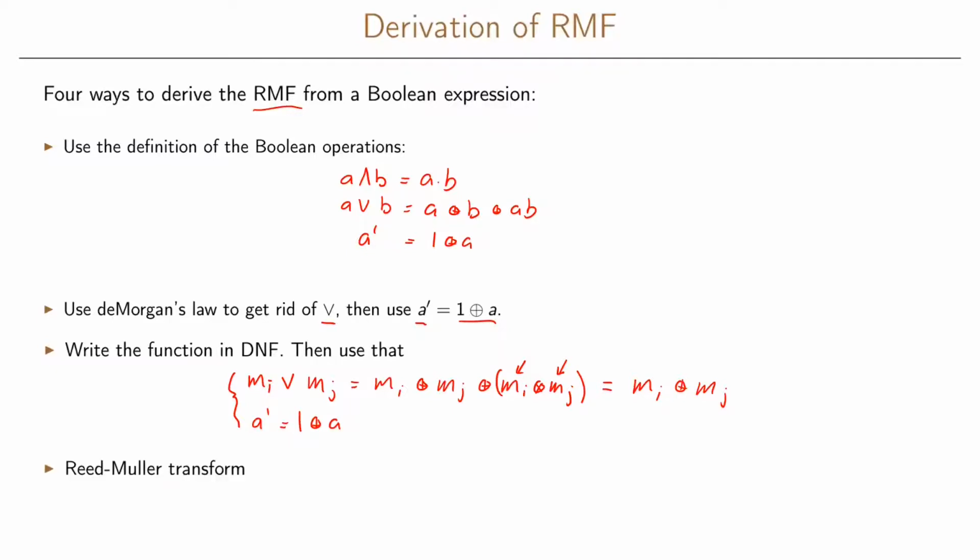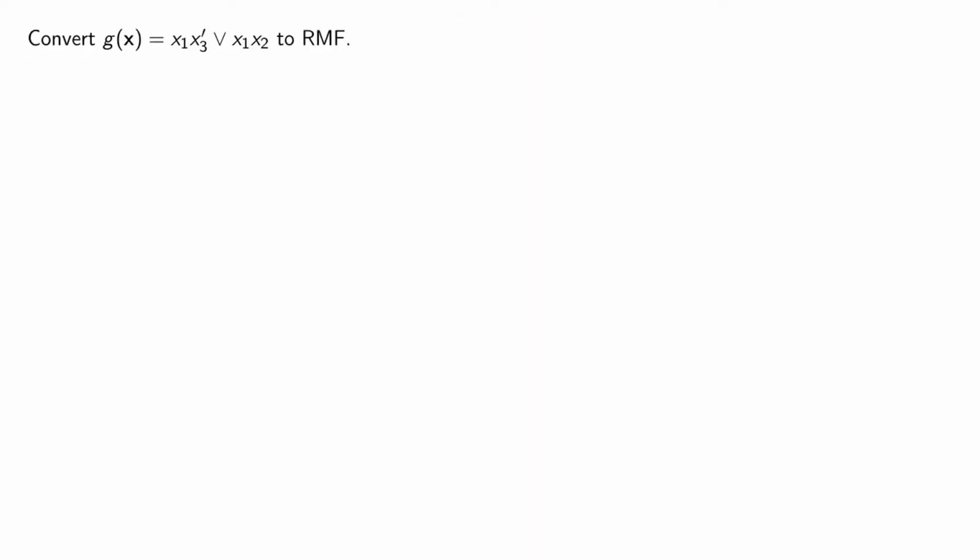Then the final way of deriving the RMF is to use something that is called the Reed-Muller transform. But this is not something that we're going to look at further here. So let us look at an example of how we can derive the RMF from a Boolean function. So we have this Boolean function that we call g of x, which equals x1 x3 prime or x1 x2.